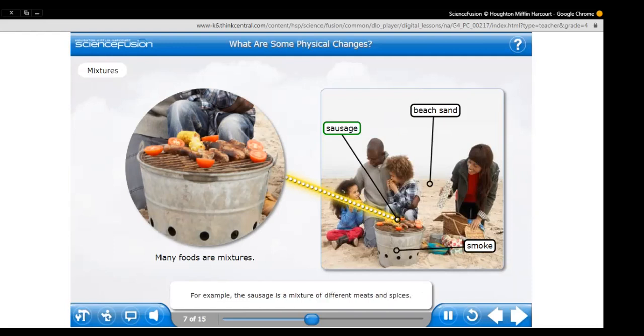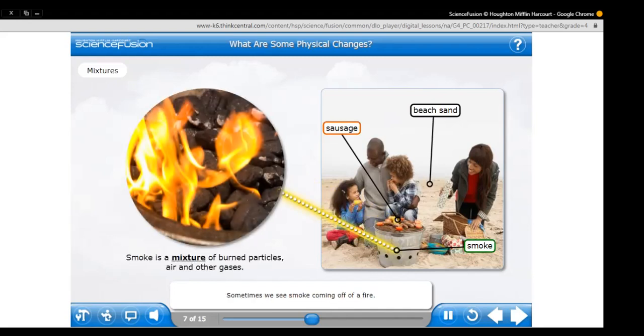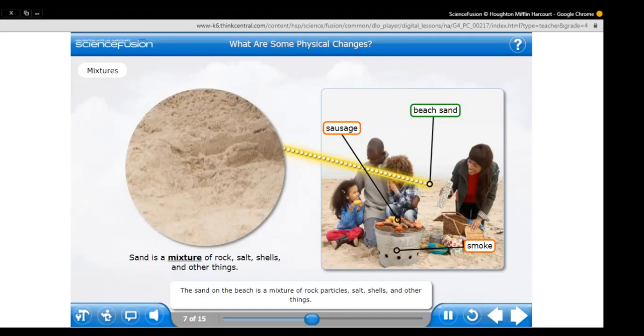Many foods are mixtures. For example, the sausage is a mixture of different meats and spices. Sometimes we see smoke coming off of a fire. Smoke is an example of a mixture. Gases and burned particles from the fire are mixed with the air. So smoke is a mixture. If I talk about smoke, which comes from coal, it's a mixture of burned particles from this coal, particles, air, and other gases. Okay, then beach sand. The sand on the beach is a mixture of rock particles, salt, shells, and other things.